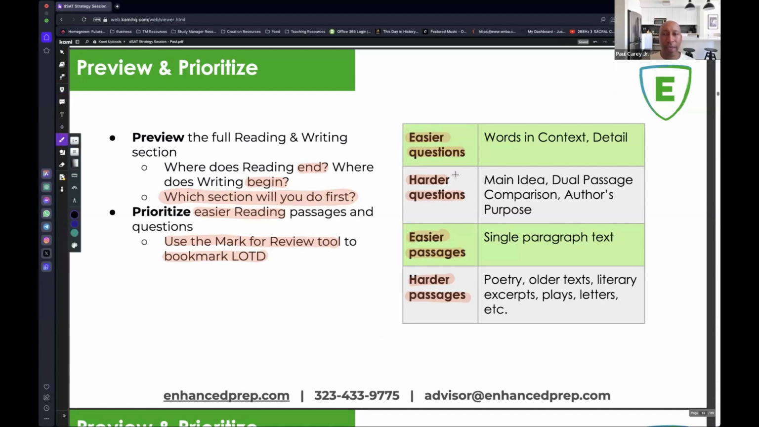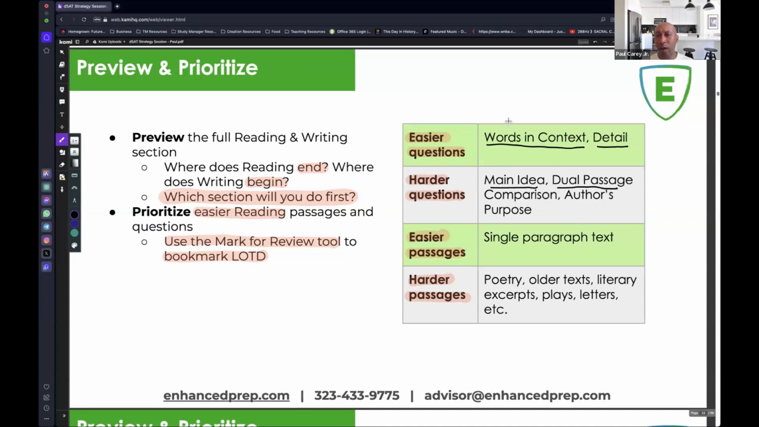So when we're talking about the easier questions, words and context questions are going to be fairly easy, and detailed questions are going to be fairly easy. The other ones that require us to do a lot more reading and analysis, like your main idea or your dual passage type of questions, are going to be harder because they take a lot more time. There's a lot more complication with getting lost in those a little bit.